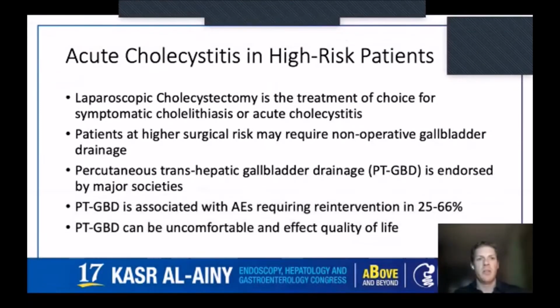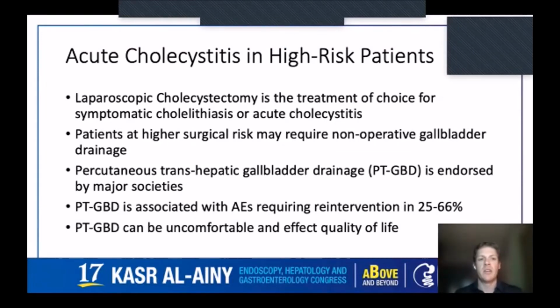Laparoscopic cholecystectomy is the treatment of choice for symptomatic cholelithiasis or acute cholecystitis. Patients at higher surgical risk may require non-operative gallbladder drainage. Percutaneous transhepatic gallbladder drainage is endorsed by major societies and has long been used as the primary modality of non-operative gallbladder drainage. However, percutaneous transhepatic gallbladder drainage is associated with adverse events requiring reintervention in upwards of 66% of patients.